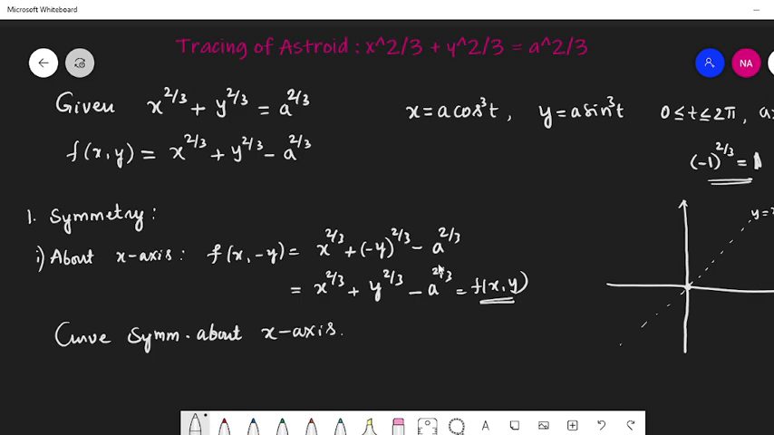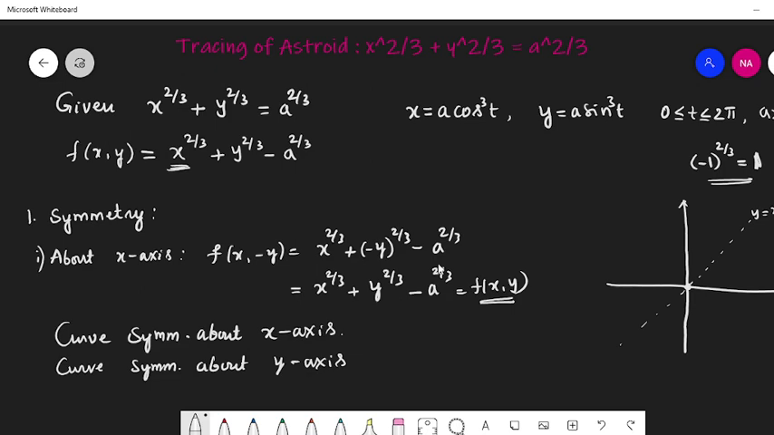Okay, first point we had here. Next, symmetric about y-axis. So obviously we have x power 2 by 3, right? Even if you interchange x by minus x, you get the same equation. So curve is symmetric about y-axis. That is a simple observation. Now when the curve is symmetric about x-axis and also about y-axis, it is obvious that curve is symmetric about the origin. That is a trivial point.